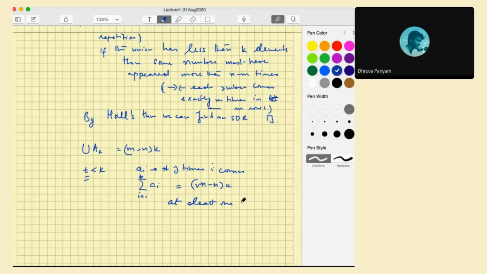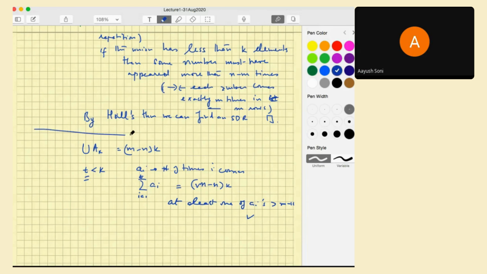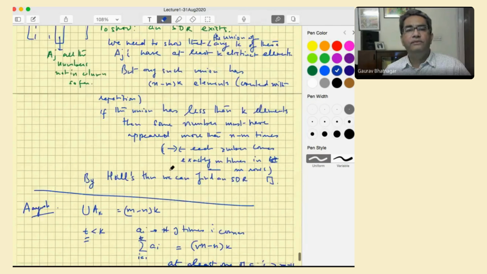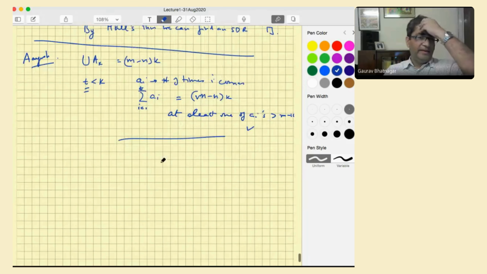Okay, yeah, that makes sense. One of the ais has to be bigger than m minus n because t is less than k. That would mean this ai has to come at least twice in one of the columns, in one of the edges. Right. And that's the contradiction to the previous. Okay, great. It's a little bit confusing. Anyway, I think it's clear, right? Now we can go on.